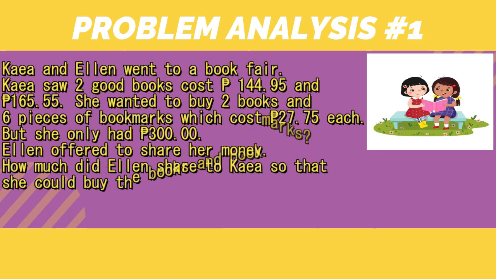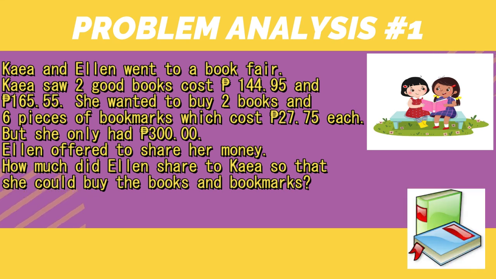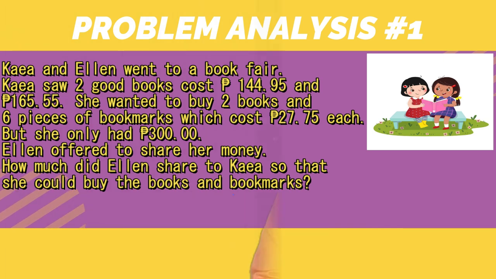Kaya and Ellen went to a book fair. Kaya saw two good books costing 145 pesos and 95 centavos and 165 pesos and 55 centavos. She wanted to buy two books and 6 pieces of bookmarks which cost 27 pesos and 75 centavos each, but she only had 300 pesos. Ellen offered to share her money. How much did Ellen share to Kaya so that she could buy the books and bookmarks?